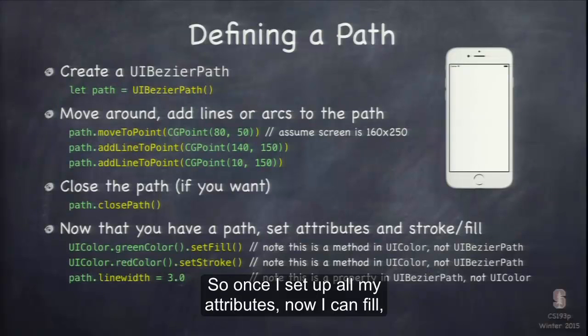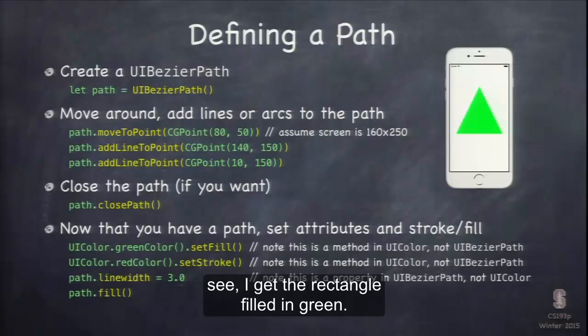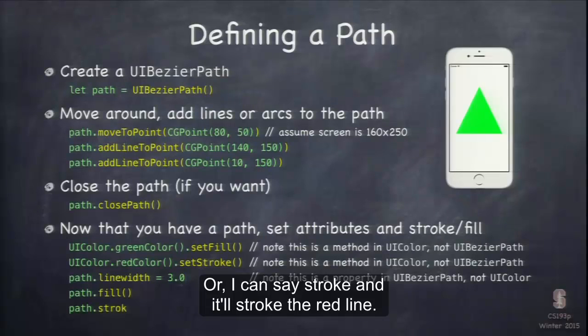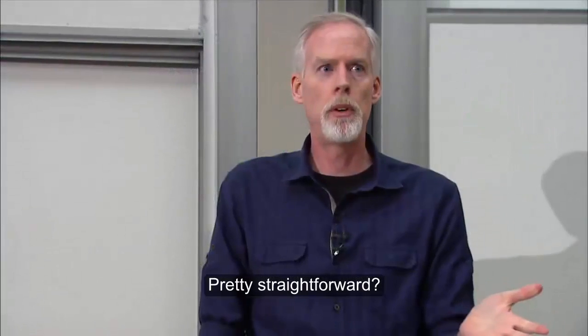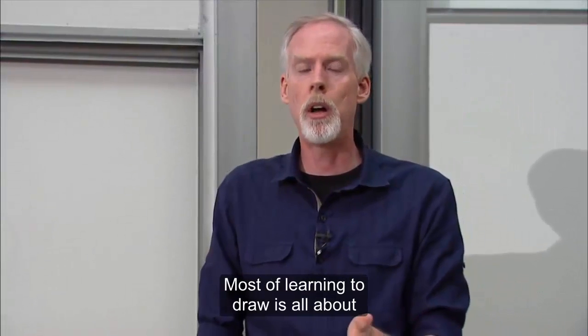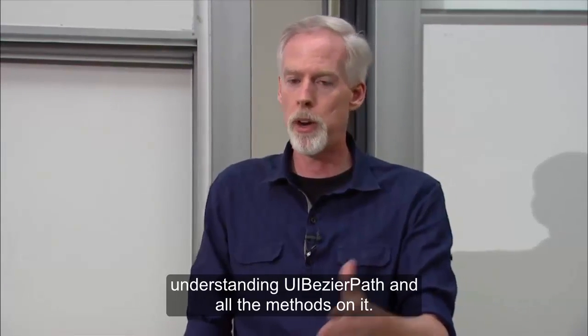So once I've set up all my attributes, now I can fill, for example, by saying path.fill, and see, I get the triangle filled in green, or I can say stroke, and it'll stroke the red line. Okay? Pretty straightforward. Most of learning to draw is all about understanding UIBezierPath and all the methods on it.